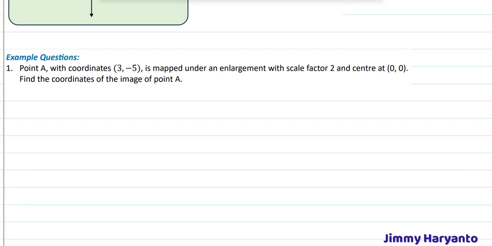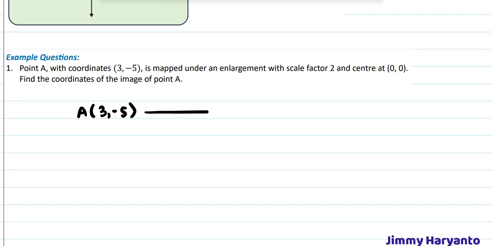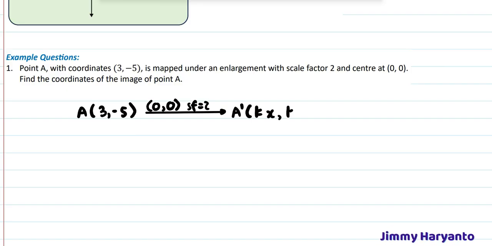Point A is already given, so A open brackets 3 comma negative 5, and then it is enlarged by scale factor of 2, and the center is 0, 0. The formula says it will be kx comma ky. So the k equals to 2 and the x equals to 3. That means kx is 3 times 2, which is 6.